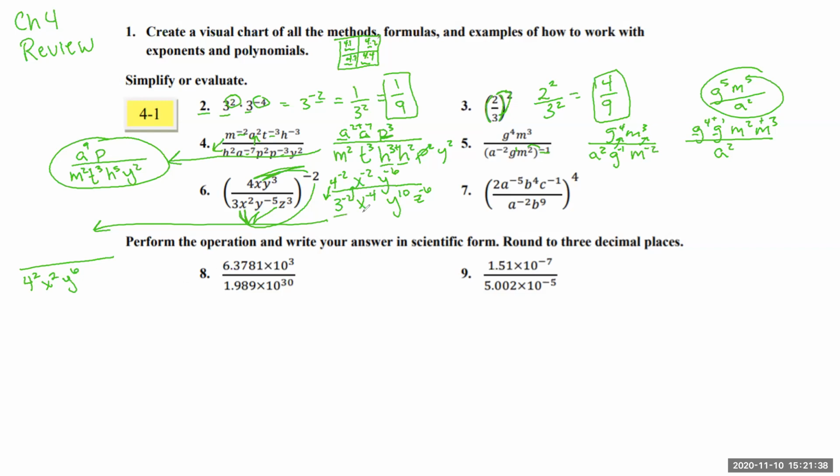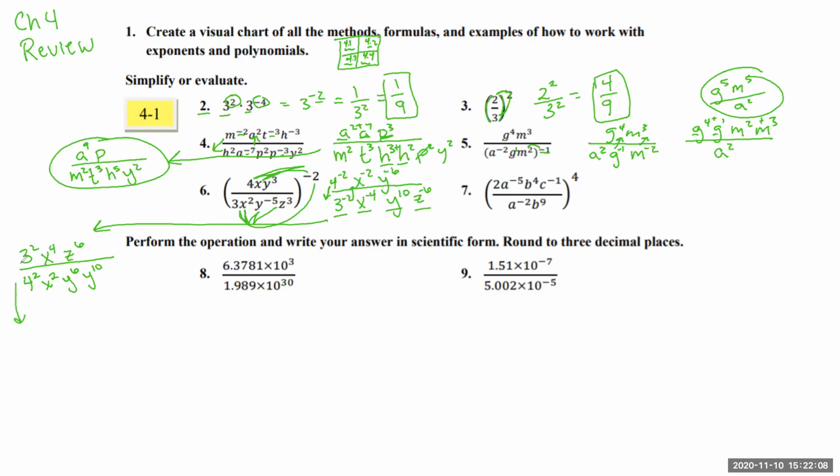Then going to the bottom numbers, starting with 3, negative 2, we're going to bring that up. And we're going to call it 3 to the second. And then x to the negative 4, we have to bring it up as well and make it x to the fourth. Y to the 10th is already positive, so we can go ahead and just leave it in the denominator there. And then z to the negative 6th, we're going to bring that up and make it z positive 6. Okay, so now we can simplify this further.